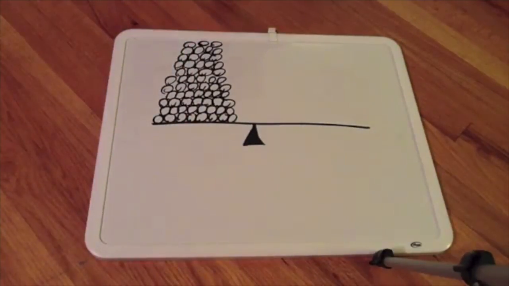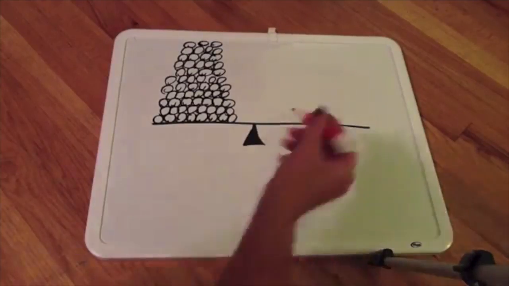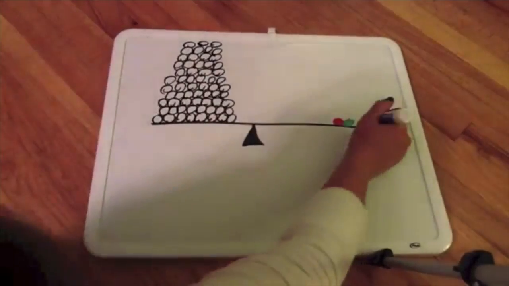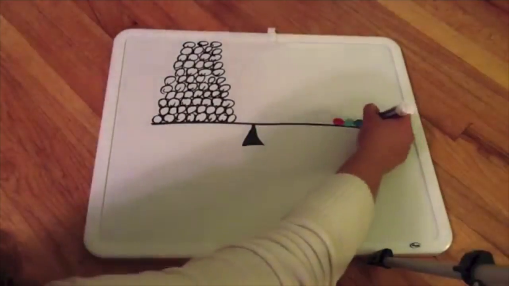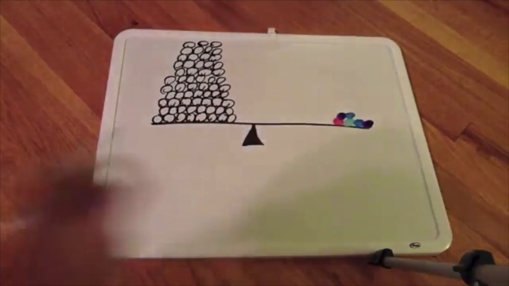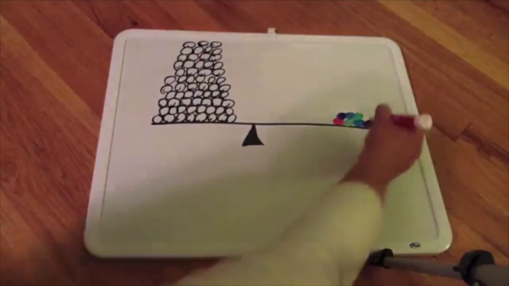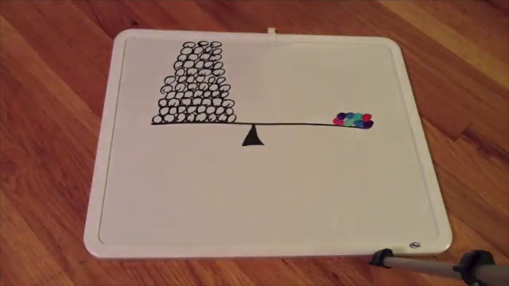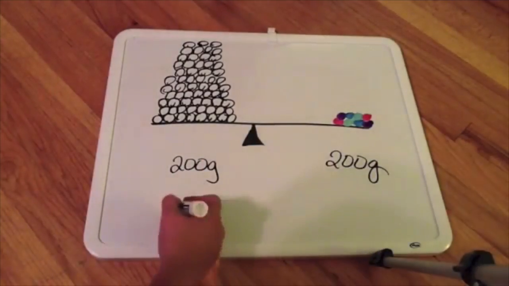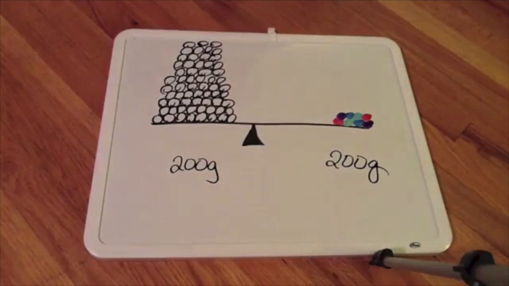Now gumballs, again, have more mass to each one than cotton balls do. So I'm going to end up with a fairly small pile of gumballs, but the mass is going to be the same. As you can see, the teeter-totter is perfectly straight, so the mass is equal here. Okay, so on one side of my scale teeter-totter, I have about 200 grams of cotton balls and then 200 grams of gumballs.